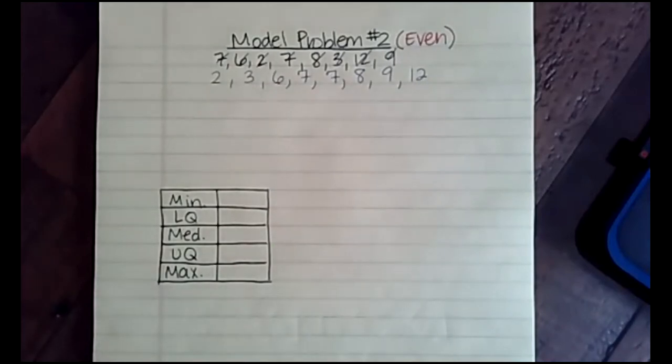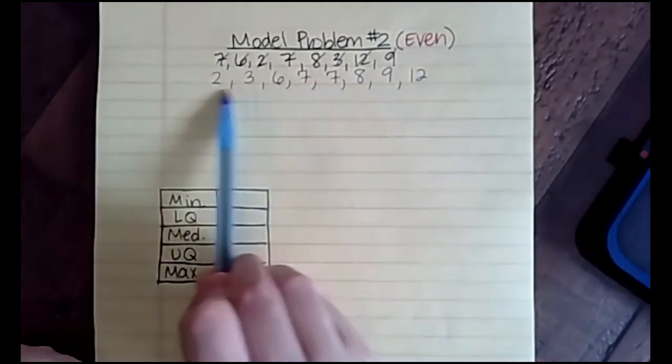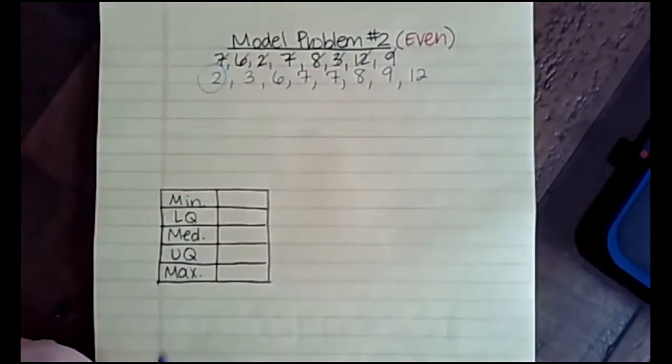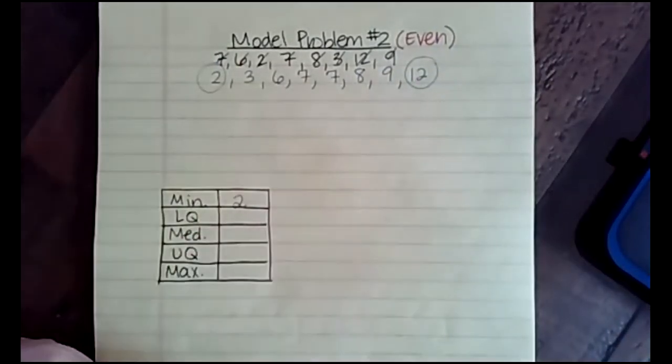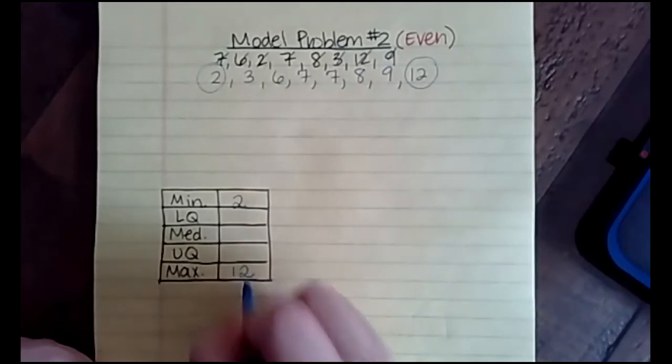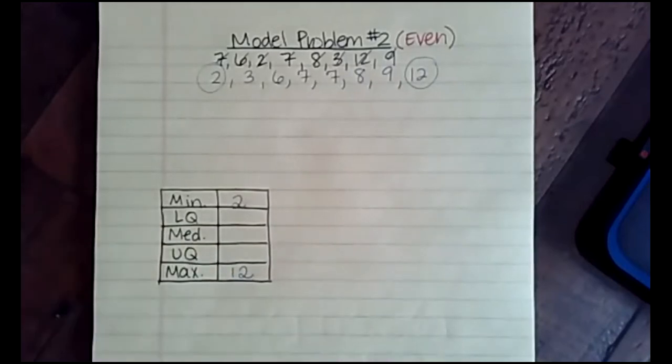Well, first, let me identify my minimum and maximum. My minimum is always at the front. It's the smallest. And my maximum is at the back end. It's the largest. My minimum is 2. My maximum is 12. Now I'm going to go ahead and find the median.